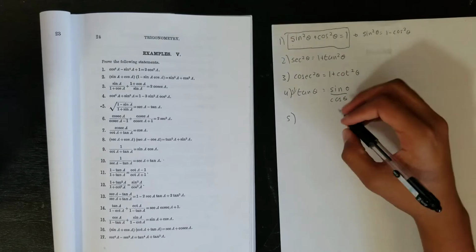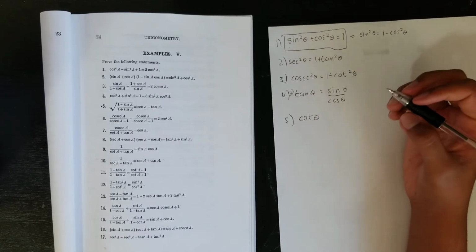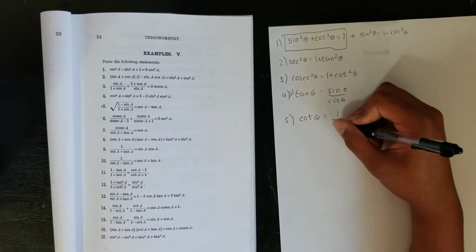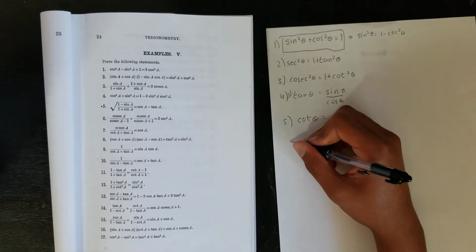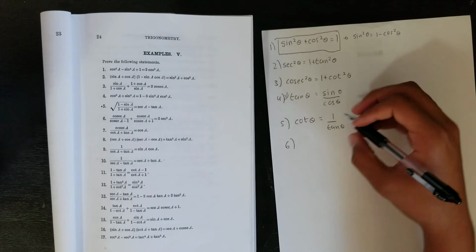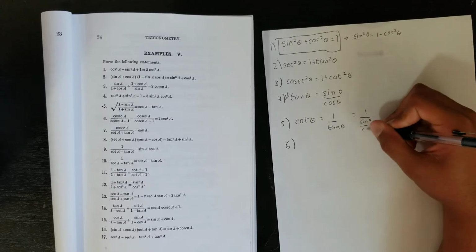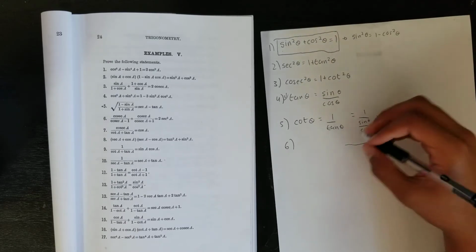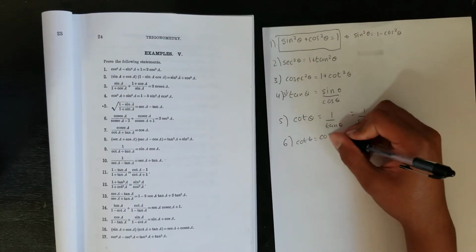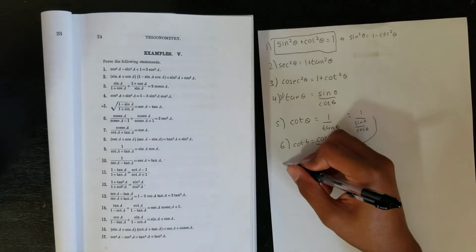Number 5, you're going to have cot, which is the inverse of tan. So if it's the inverse of tan, it could be two things. Cot theta is going to equal 1 by tan theta, which I consider a separate formula actually. If it's the inverse of this, it's going to equal 1 by sine theta by cos theta, which is going to bring us to the fact that cot theta is actually equal to cos theta by sine theta. Yes, it's just the inverse of tan over here.